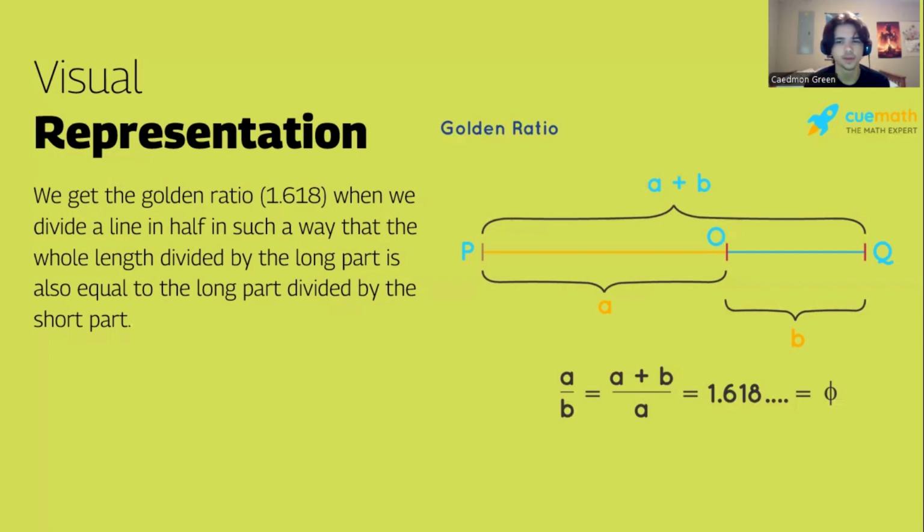So that's a visual representation for it. It took me a little bit to realize what's going on, but it's just the whole line and the ratio between that and the larger part, and then the ratio between the larger part and the smaller part of the line are equal. And that is the golden ratio in this line.